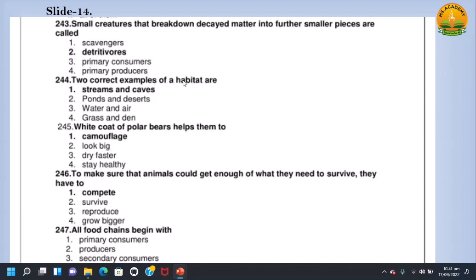Two correct examples of habitat are, right option is 1, streams and caves. White coat of polar bear helps them to, right option is 1, camouflage. To make sure that animals could get enough of what they need to survive, they have to, right option is 1, compete. All food chain began with, right option is 3, secondary consumer.